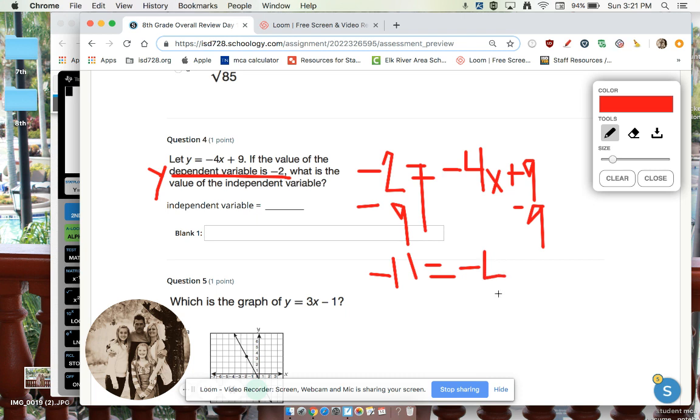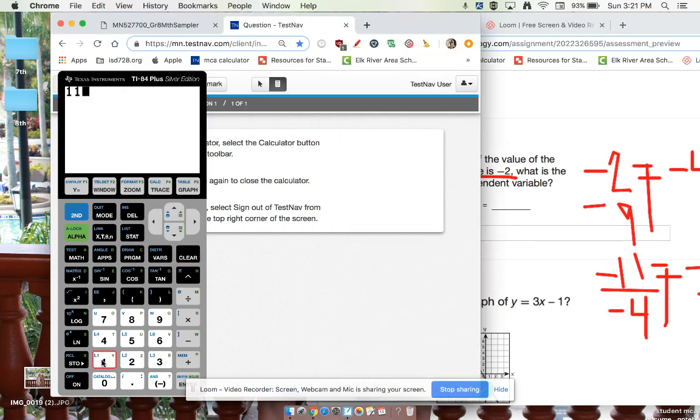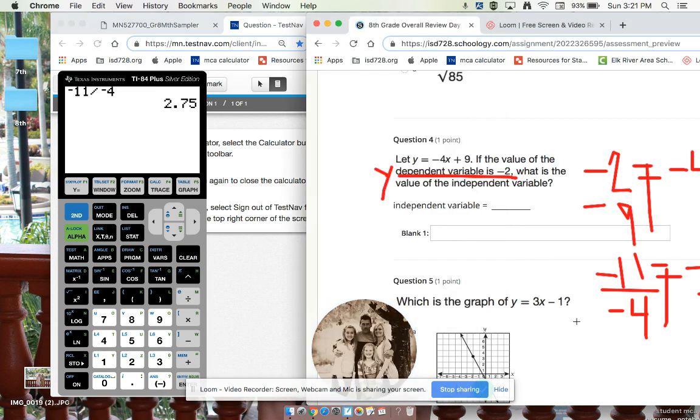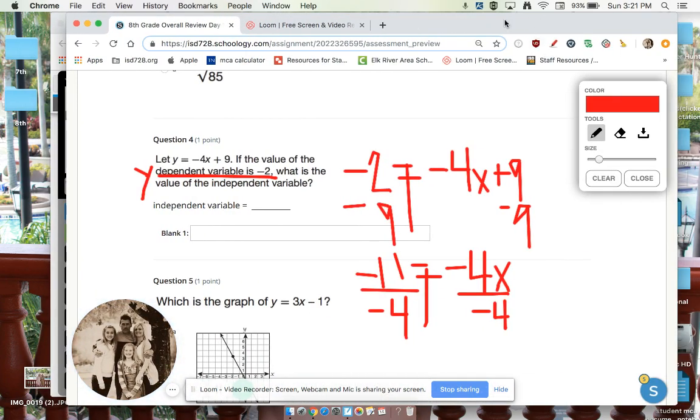I'm writing this with my cursor, so it's not as easy as it sounds. So the negative 4 and x are sticking together. That represents multiplication. So to move multiplication, we divide. So I'm going to divide both sides by a negative 4. So negative 11 divided by a negative 4. Punch that right in. Negative 11 divide negative 4. Enter. And that's 2.75.